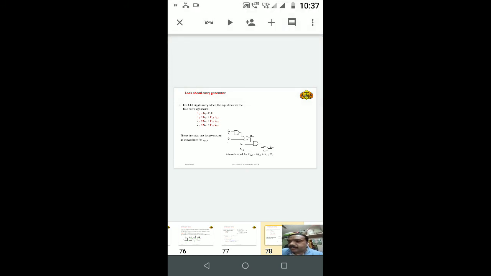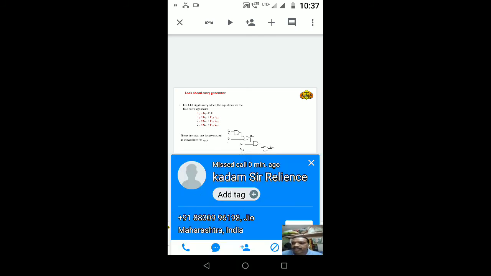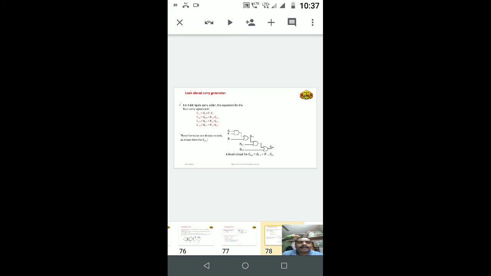Then you get what is the use of this look ahead carry generator. Which point should you keep in mind? The look ahead carry generator circuit is used for reducing the propagation delay time, meaning that due to the carry some delay is generated, and here you want to perform the addition in very less time. So for reducing this propagation delay, you are using the look ahead carry generator.